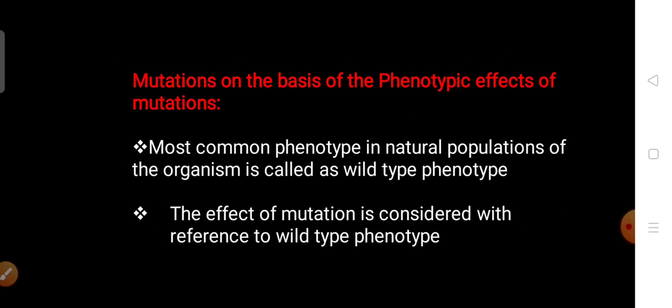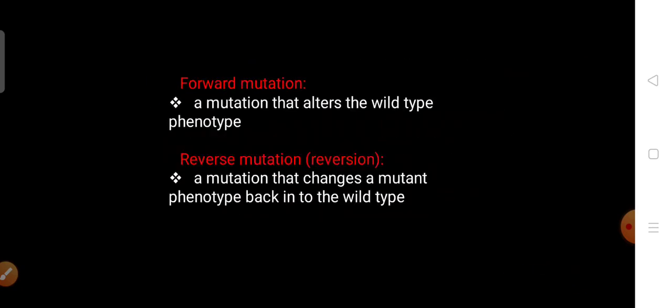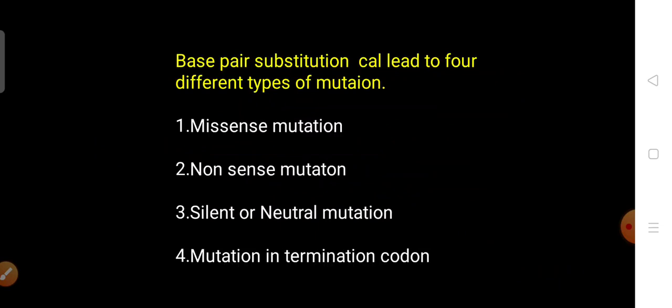Now, mutation refers to change in the wild type phenotype. Mutation refers to changes that are brought about in the wild type phenotype. So any change in the wild type phenotype at molecular level, at genetic level, leads to mutation. Mutation may be forward, mutation may be reverse type of mutation. Presently we are studying forward mutation, then we will study reverse mutations.